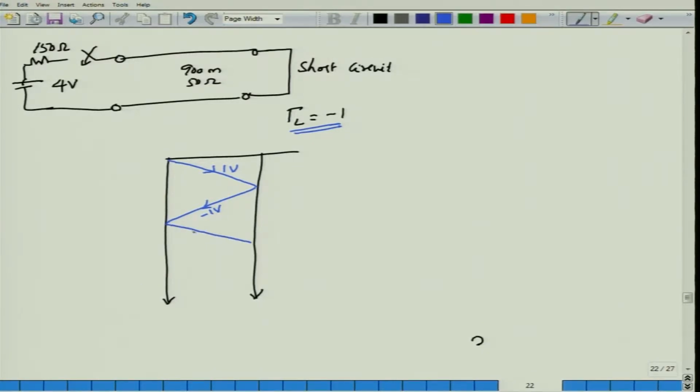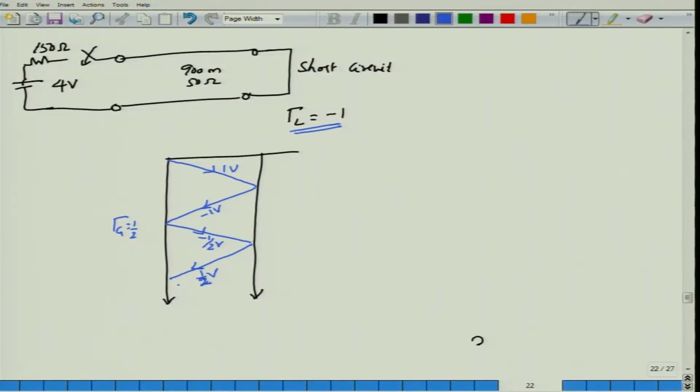There will be one more reflection from the generator side, because gamma G is half, so the reflected voltage is minus half volt, and there will be a further reflection from the load side which would be half volt. The sign here has become negative because gamma L is negative.